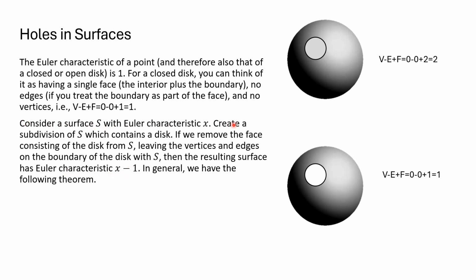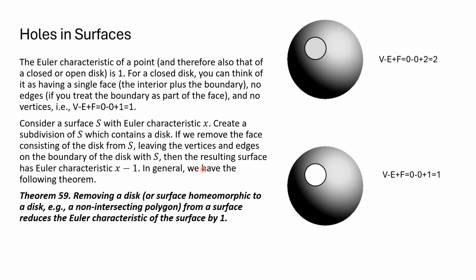Consider a surface S with Euler characteristic X. Create a subdivision which contains a disk. If we remove the face consisting of the disk, leaving the vertices and edges on the boundary of the disk with the original surface, then the resulting surface has Euler characteristic X minus 1, since we're only removing a face here. And that's a general theorem. Removing a disk, or a surface homeomorphic to a disk, a non-intersecting polygon, from a surface reduces the Euler characteristic by 1.